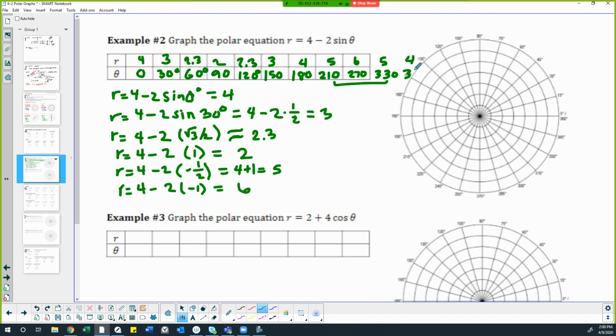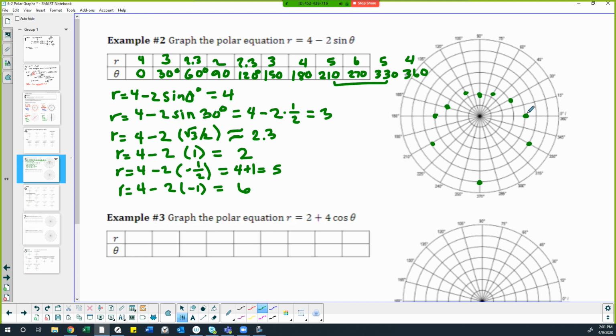Okay, so let's go ahead and plot these points and see if we can figure out what this looks like. So we'll have a point at angle 0, radius 4: 1, 2, 3, 4. Angle 30, radius 3. Angle 60, radius 2.3. Angle 90, radius 2. Angle 120, radius 2.3. I think you called this a peach shape when you were looking at Desmos the other day, weren't you, Adrian? So 150 was a 3, and 180 is 4, and 210 is 5, and 270 is 1, 2, 3, 4, 5, 6, and then 330 is back to 5 again.